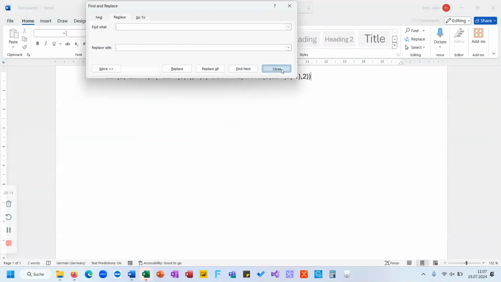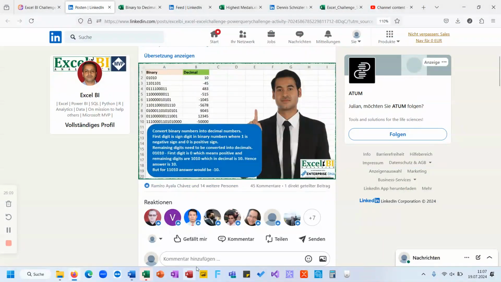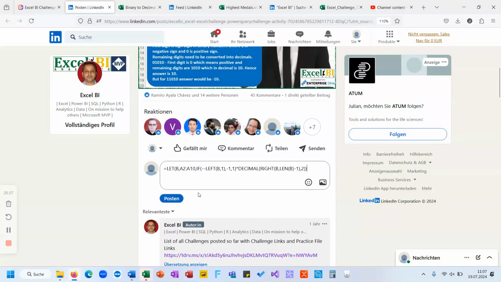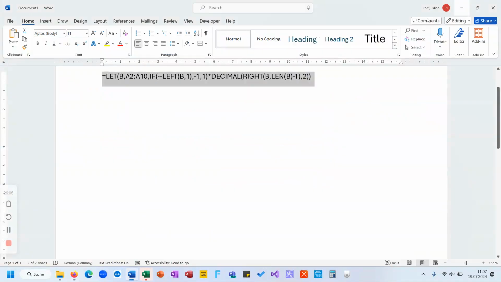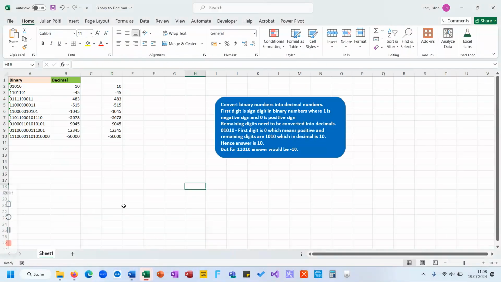So this was a short little formula. The way to go is the DECIMAL function, as BIN2DEC has some limitations. Thank you for listening. See you next time with a new challenge.